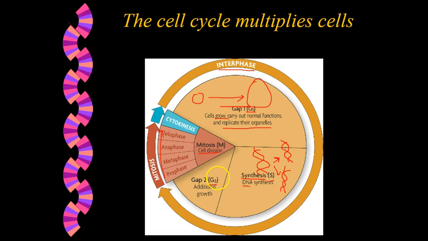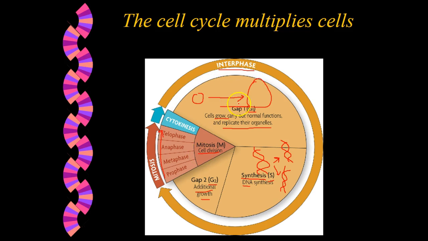And then in gap 2, which is the same as G1, you just have a little additional growth, and this is a very short process, but it's important because the cell needs to grow a little more in order to become the size needed to eventually divide and be two viable, mature daughter cells.